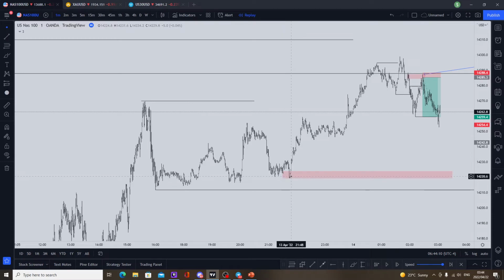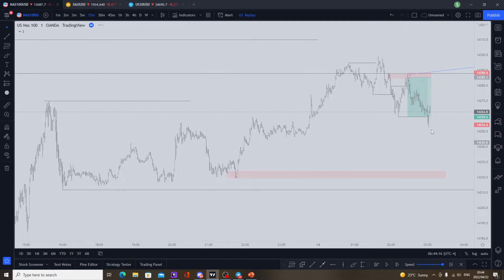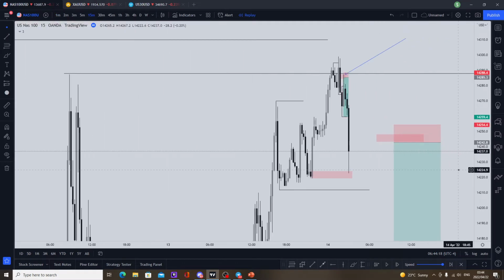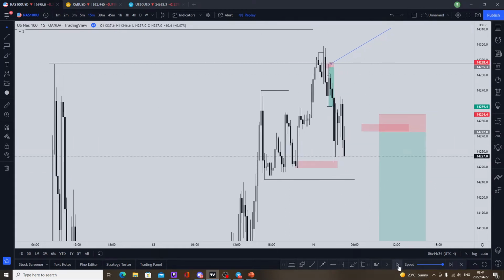Remember, this zone here is still a valid zone. Market can either come here, mitigate this area, and push to the upside more. But if you check what happened now on the higher time frame, after market touched this zone, then market started pulling. This is what ended up happening. You see, after they touched this zone, market pulled to the top.